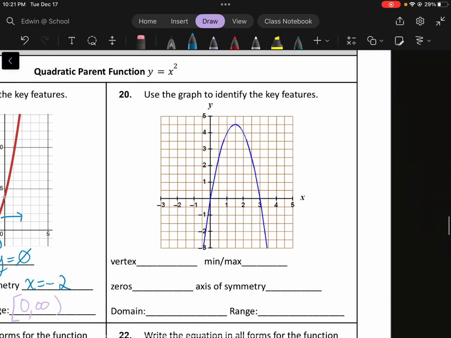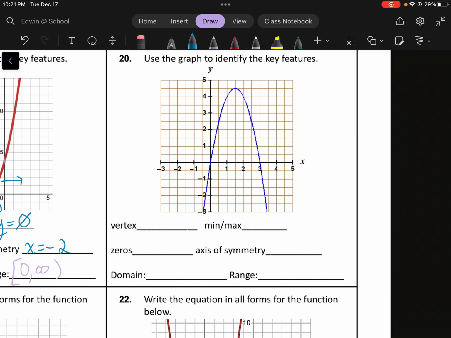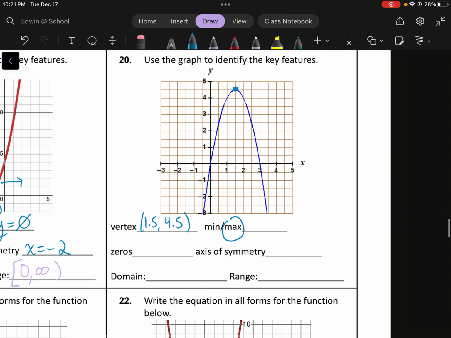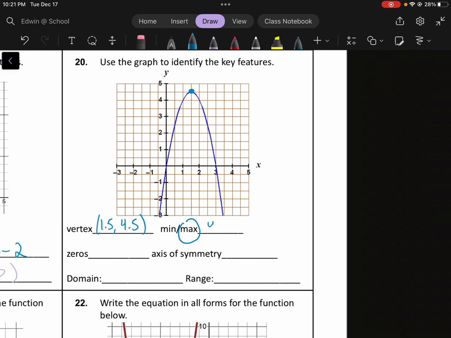Okay, let's check out this next one. We got a vertex all the way up here. What does that look like? 1.5 and 4.5. Interesting numbers, but let's just roll with them. So it looks like a maximum now. It looks like a hill, like a mountain. And it's going to be at the y value of the vertex, which is y equals 4.5.